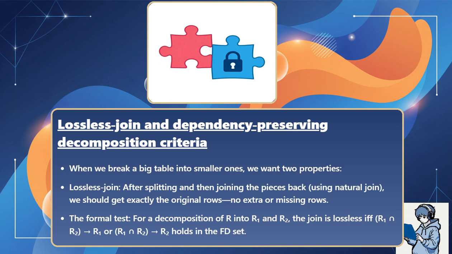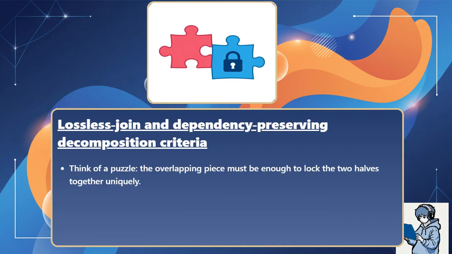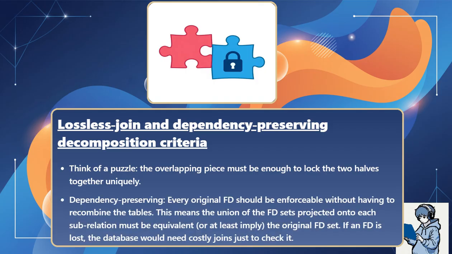If and only if R1 intersect R2 determines R1, or R1 intersect R2 determines R2, holds in the functional dependency set. Think of a puzzle. The overlapping piece must be enough to lock the two halves together uniquely. Dependency preserving: every original functional dependency should be enforceable without having to recombine the tables.